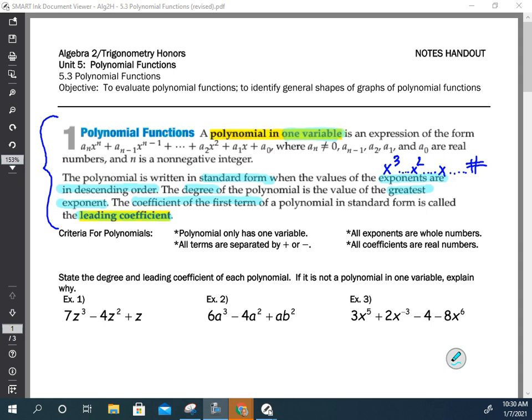So, basic criteria: a polynomial can only have one variable. The terms have to be separated by plus or minus signs. All the exponents are whole numbers, so no negatives, no fractions, and all the coefficients are real numbers. So it means no imaginary numbers and things like that.